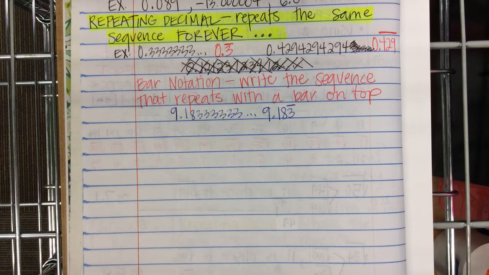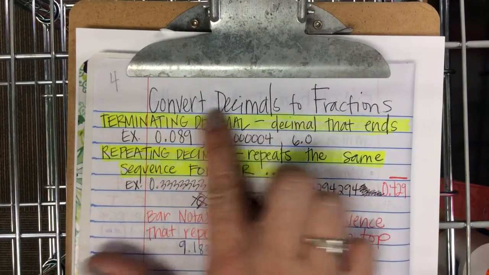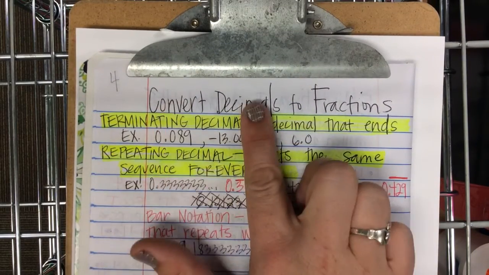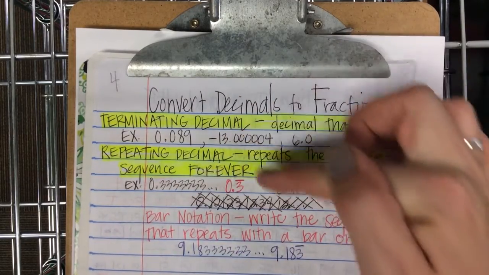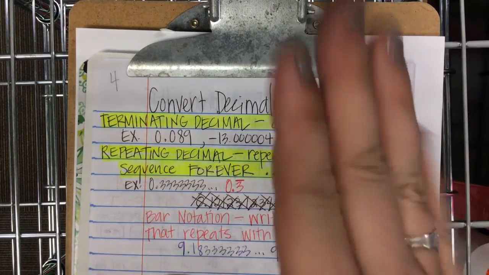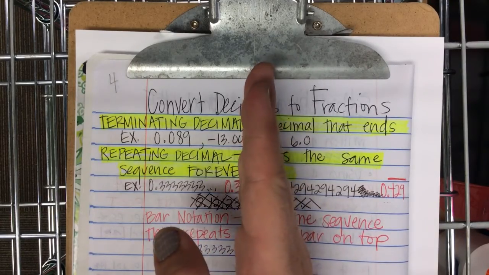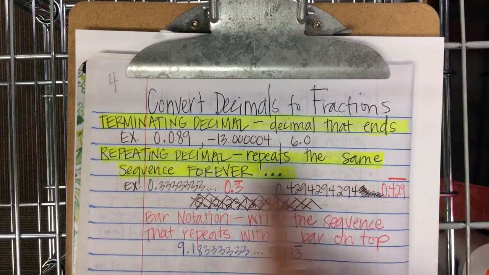Easy enough? All right, so let's talk not just about decimals. The title is Convert Decimals to Fractions. So there are 2 types of decimals. There's terminating, it stops, comes to an end. And there's repeating, that repeats the same sequence forever.